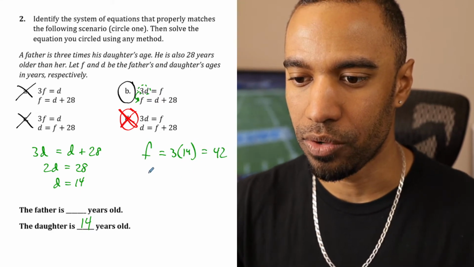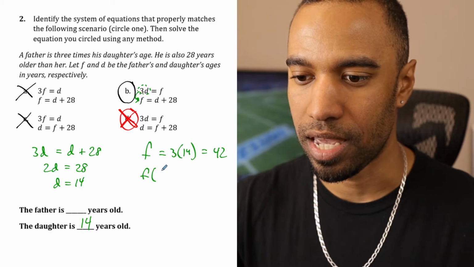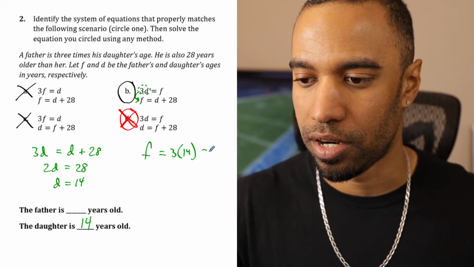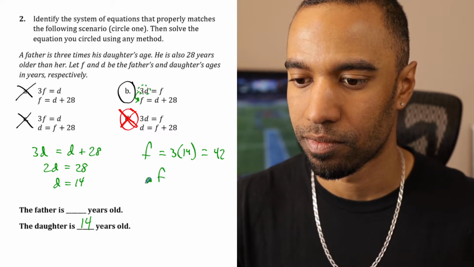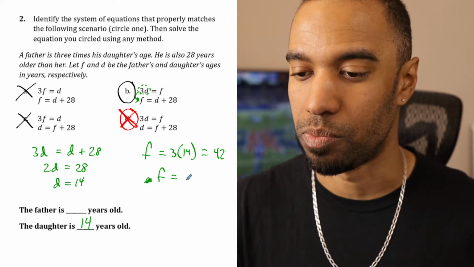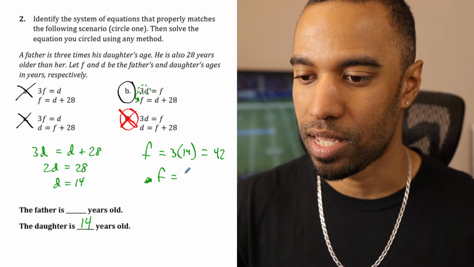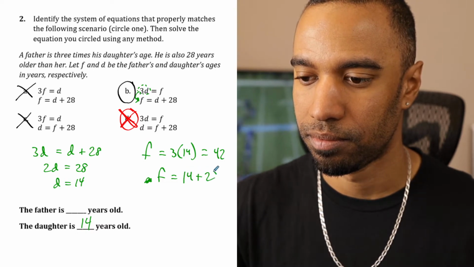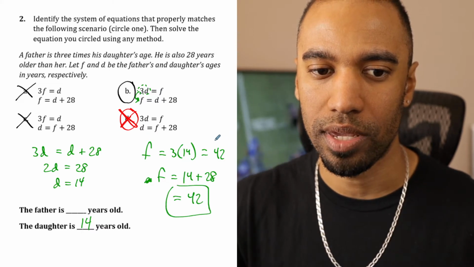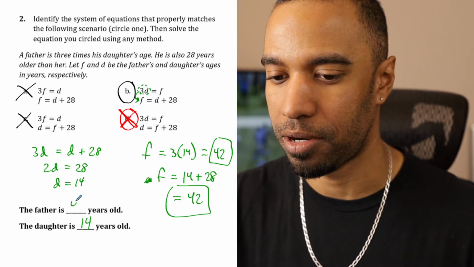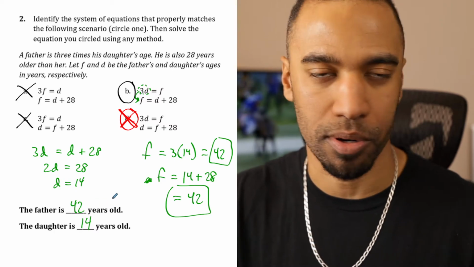Or you could have used the other equation. The father is 28 years older than the daughter. That was hard for me to say the sentence, which is still 42. So no matter what, we get 42 years old for the father, which seems to satisfy both sets there.